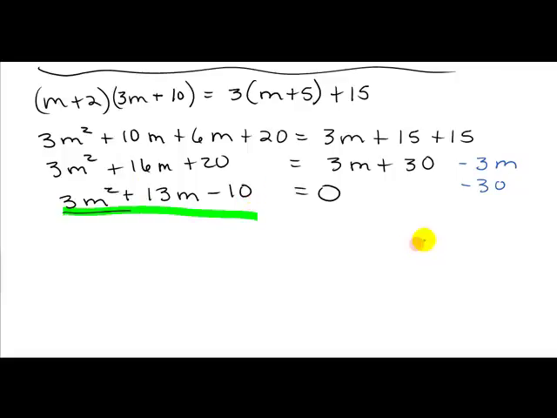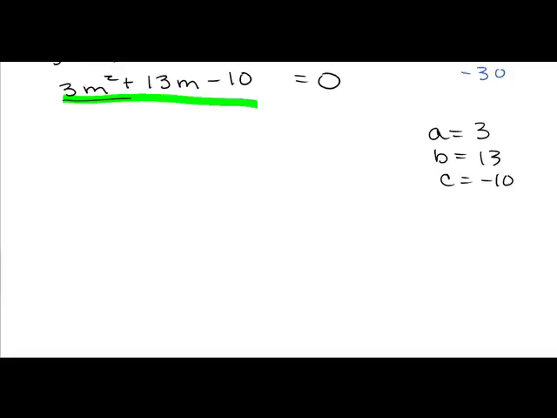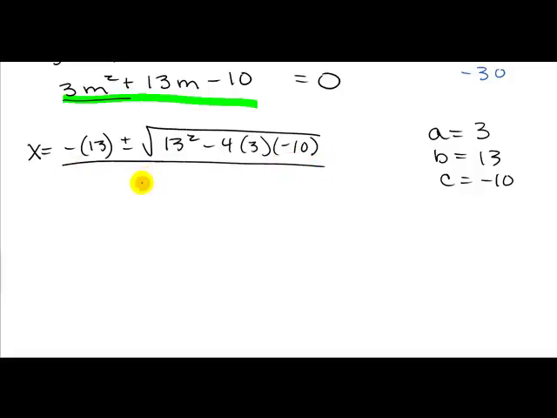I want to go ahead and write my A, my B, my C. That just helps me when I go to do the quadratic formula. So negative B plus or minus the square root of B squared minus 4 times A times C, all of this over 2 times A. Then let's simplify.